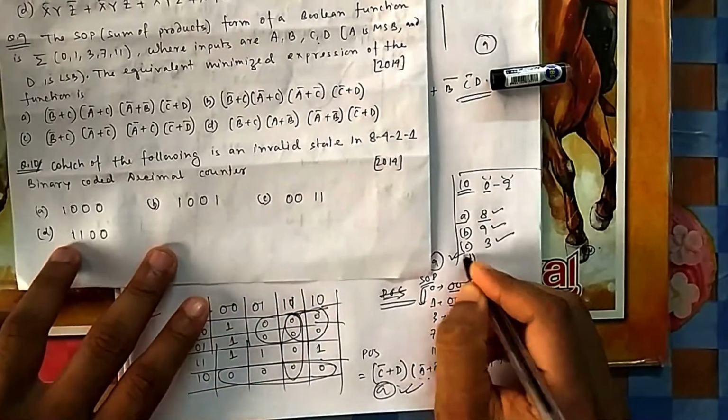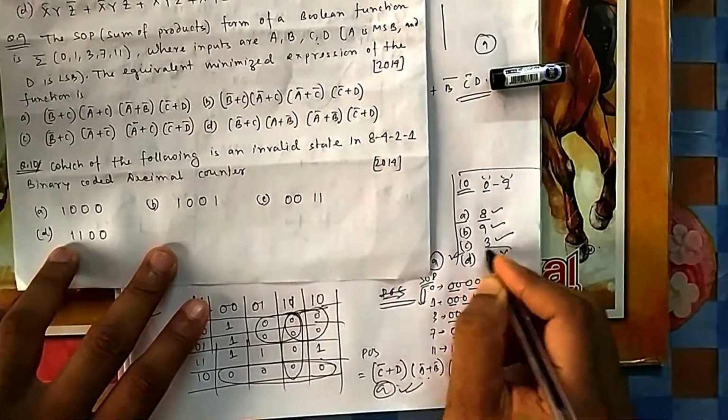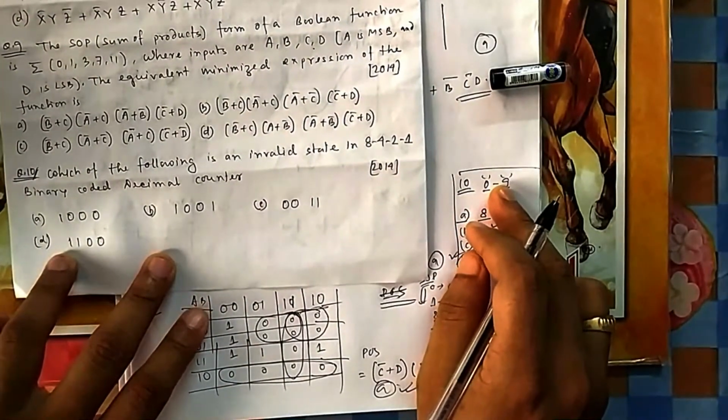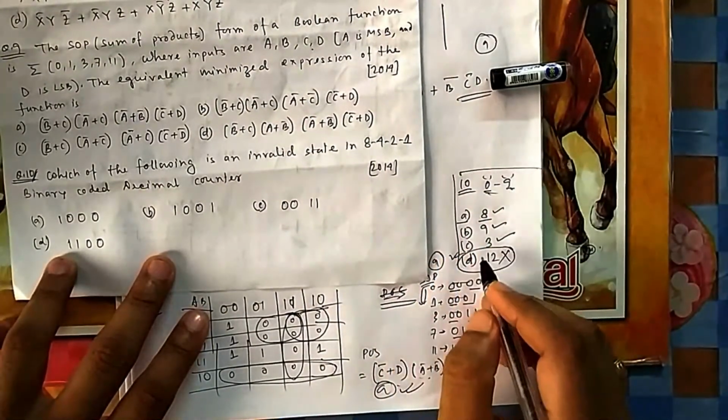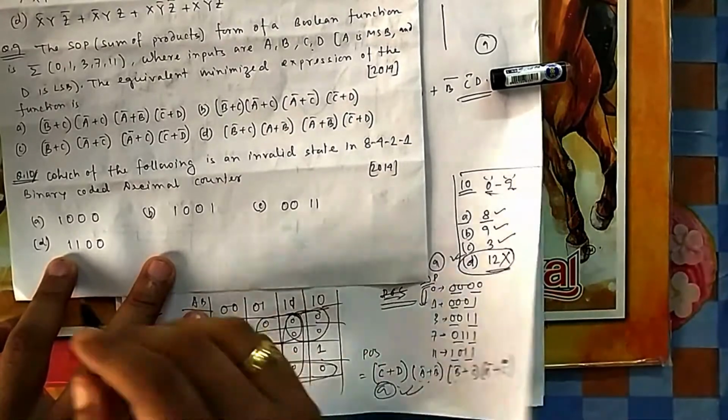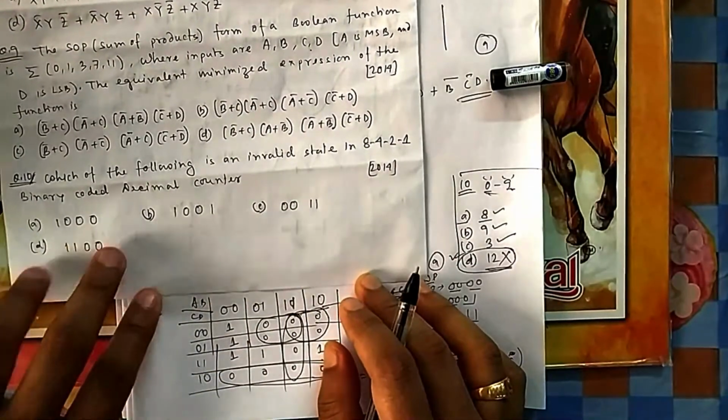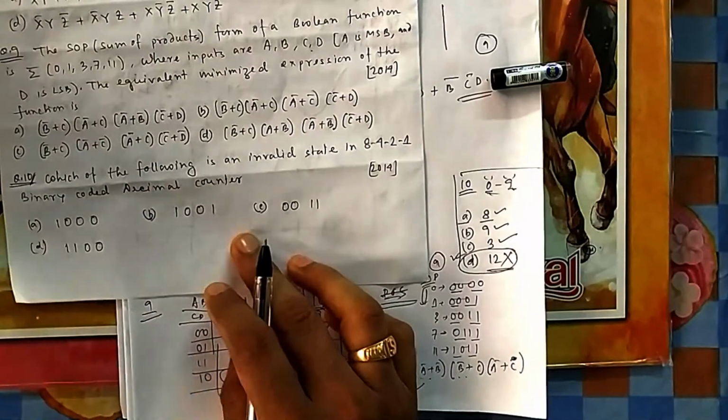If you go for D, it is 12, so it cannot count 12, because it can count up to binary equivalent 9, decimal equivalent 9, so it is 0 to 9, 10 states. So D is the invalid state, that is an invalid code. It is not possible in a binary coded decimal counter.